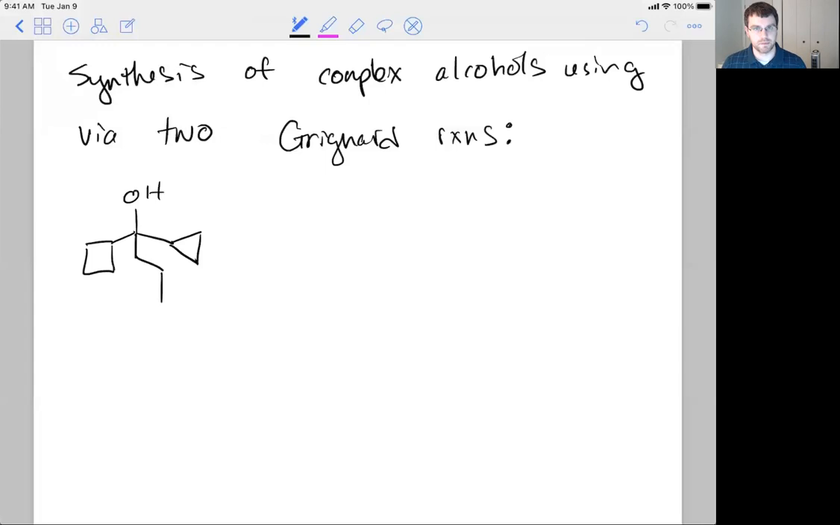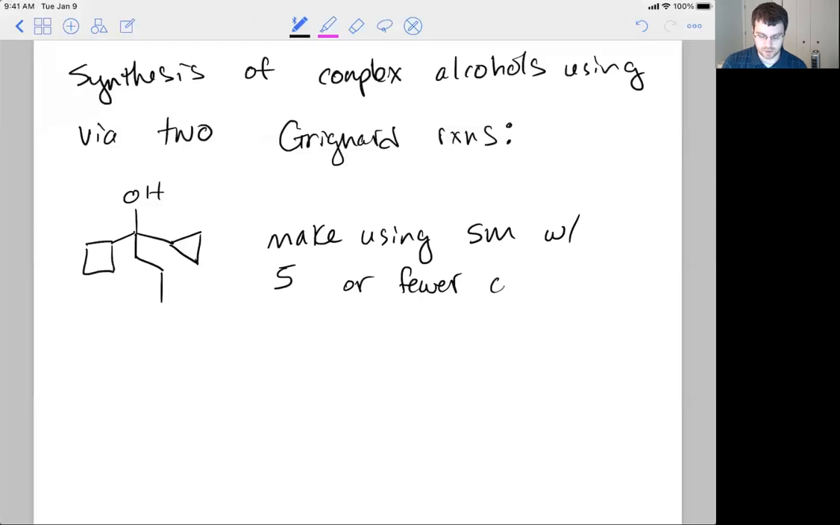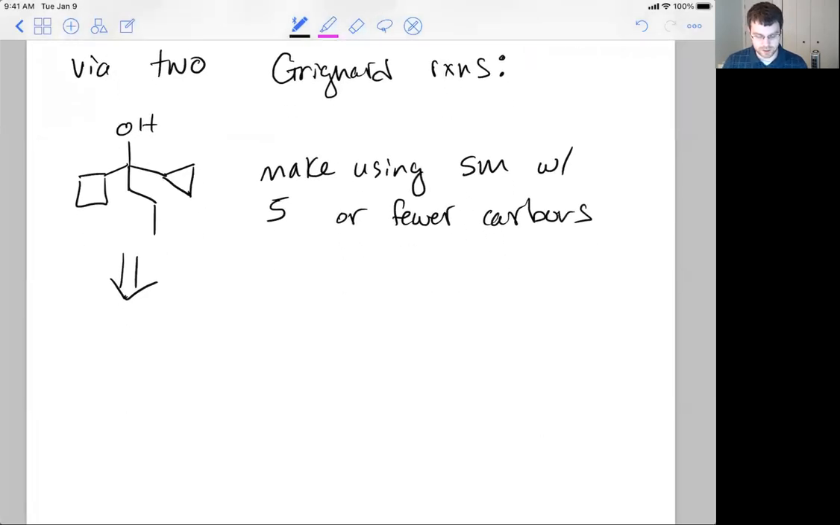Okay, complicated. All right, so what we want to do is make this using starting materials with 4, let's do 5 or fewer carbons. So the starting materials are going to be these accessible starting materials. And so what we want to do is work backwards from this to get to things that would have 5 or fewer carbons. So to do that, we're going to do retrosynthetic analysis. I don't know why my screen keeps loading, but we'll roll with it.